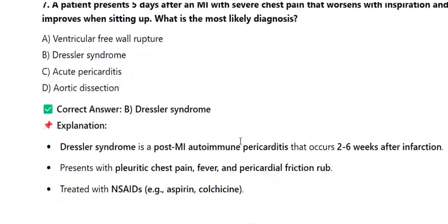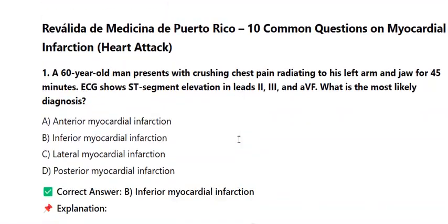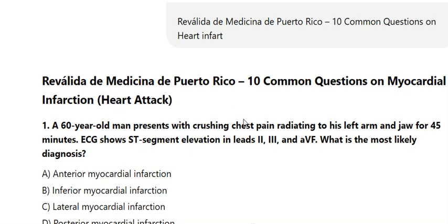Myocardial infarction, heart attack. 1. A 60-year-old man presents with crushing chest pain radiating to his left arm and jaw for 45 minutes. ECG shows ST segment elevation in leads 2, 3, and AVF. What is the most likely diagnosis?